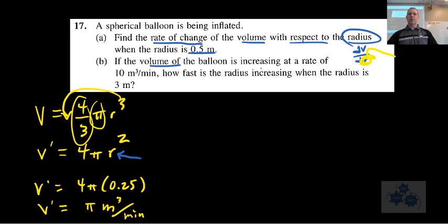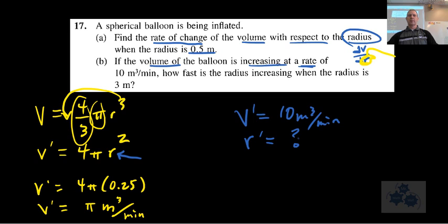If the volume of the balloon is increasing at a rate, so we have V prime equals 10 meters cubed per minute. How fast is the radius increasing? So radius increasing is r prime equals, we don't know, when the radius is 3 meters. So this is a related rates problem. So this is at r equals 3. All right, you see that?